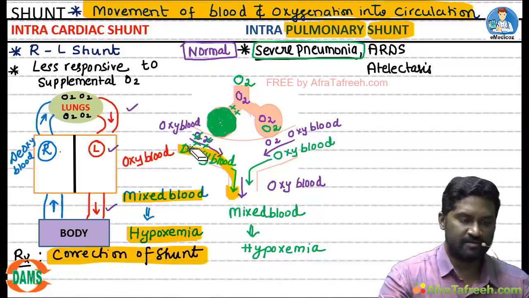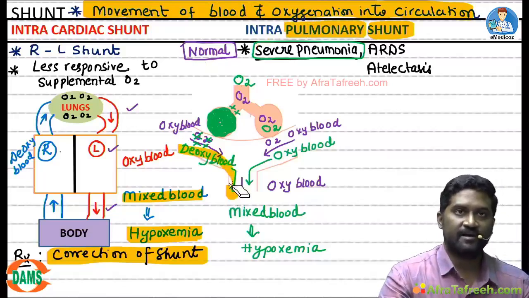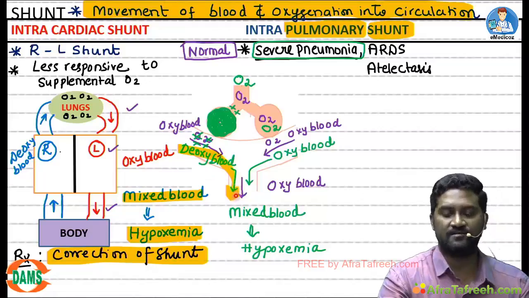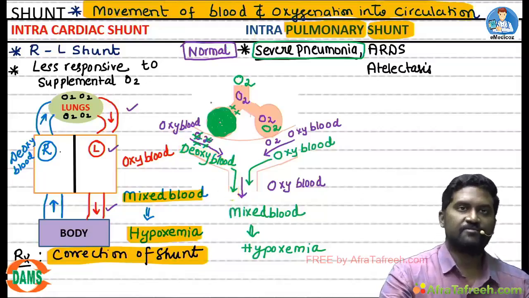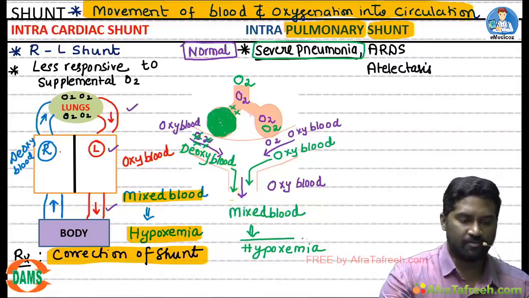So you can see this is the fraction. This fraction of blood is not getting oxygenated, but still it is coming into circulation. So it is called a shunt. Now this patient is also having hypoxemia.